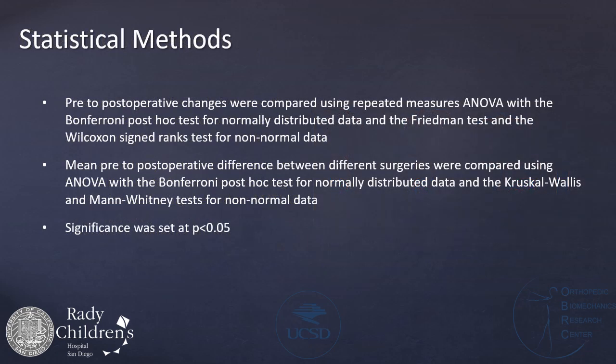For statistical analysis, pre- to postoperative changes were compared using repeated measures ANOVA with Bonferroni post-hoc test for normally distributed data, and the Friedman test and the Wilcoxon signed ranks test for non-normal data. The mean pre- to postoperative difference between different surgeries were compared using ANOVA with the Bonferroni post-hoc test for normally distributed data and the Kruskal-Wallis and Mann-Whitney tests for non-normal data. Significance was set at p-values under 0.05.